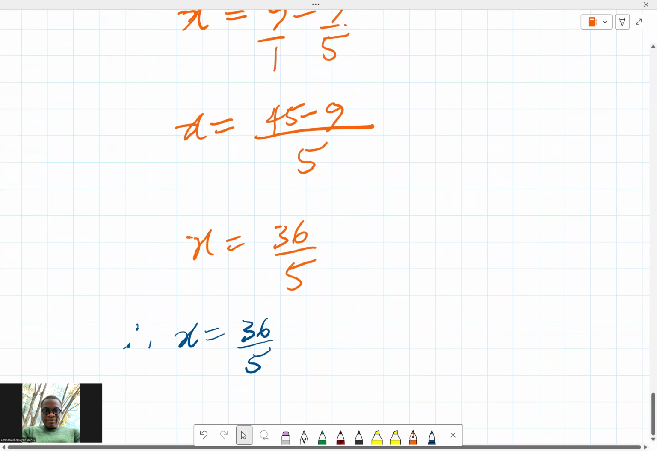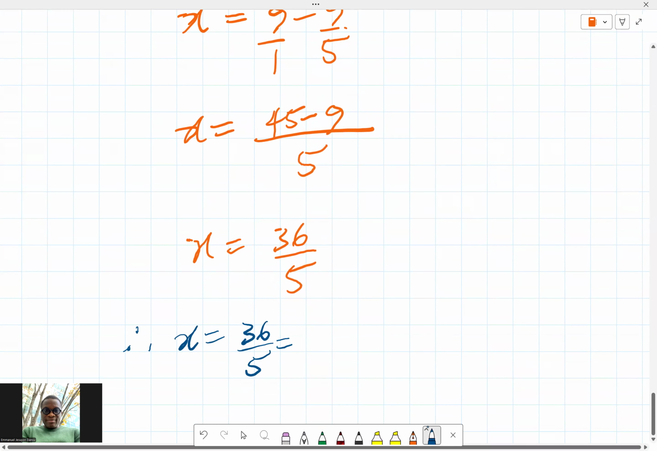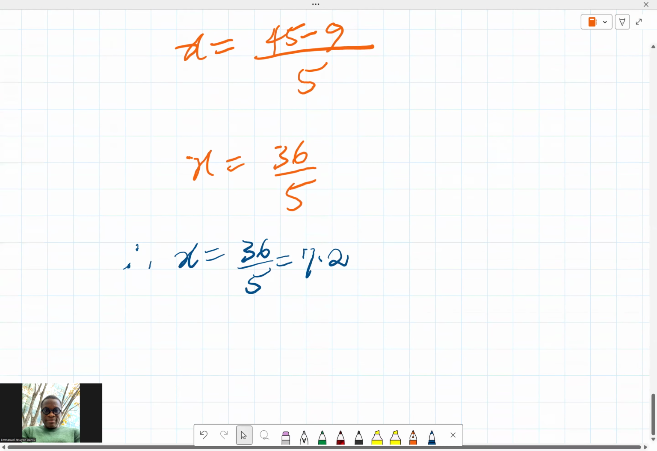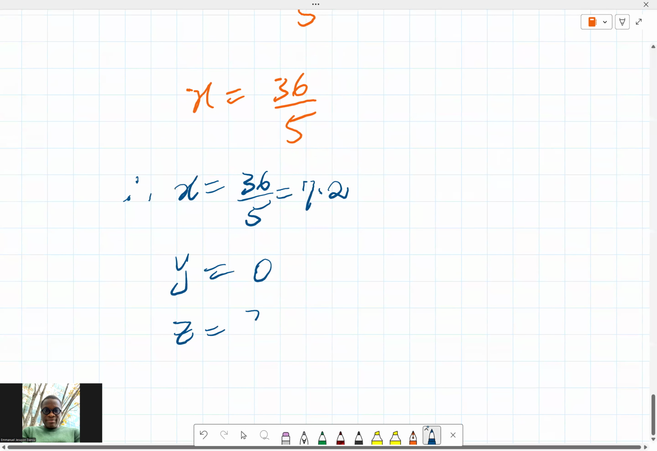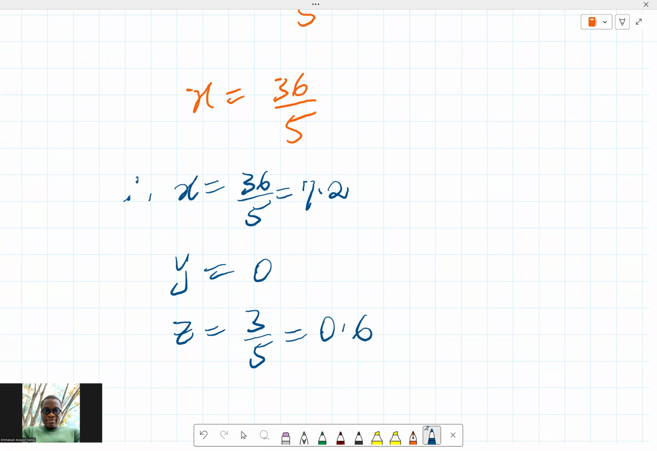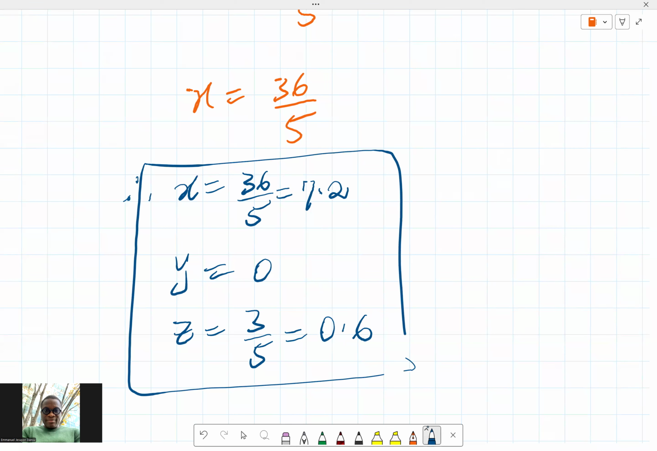If you want it in decimal, we can get it, which is multiply top and bottom by 2 each. So that's 72 over 10, that is simply 7.2. Then we have y to be 0 already, and z is 3 over 5, like we had there. If you want it in decimal, that's 3 times 2, 6, 5 times 2, 10, that's 6 over 10, which is 0.6. And that is the result we are in for.